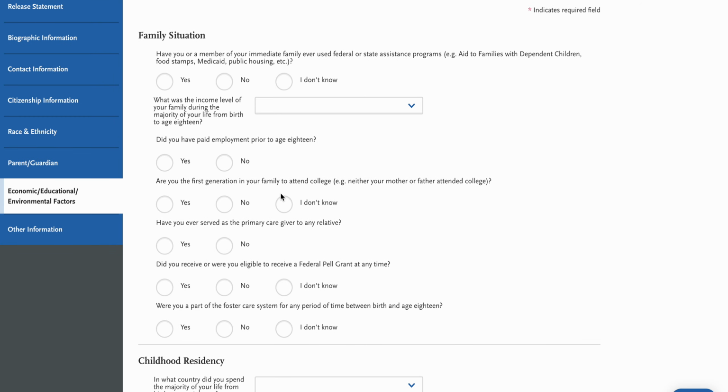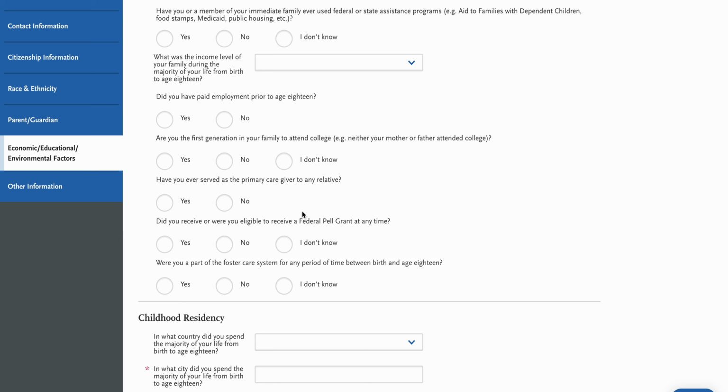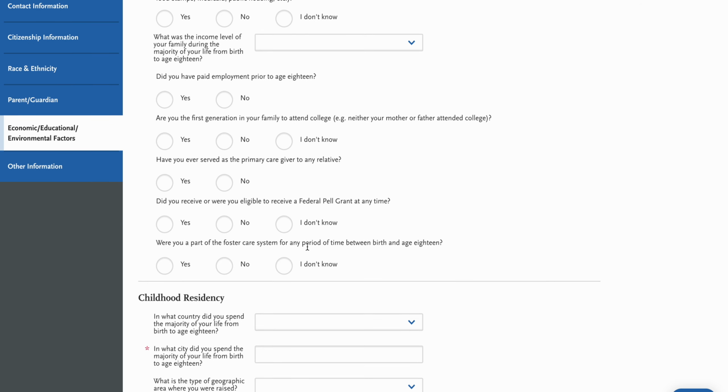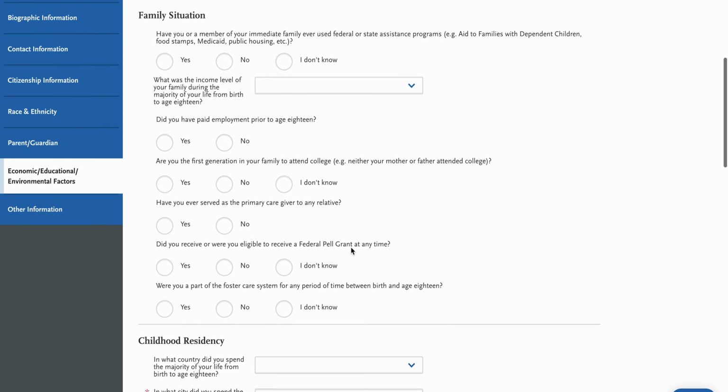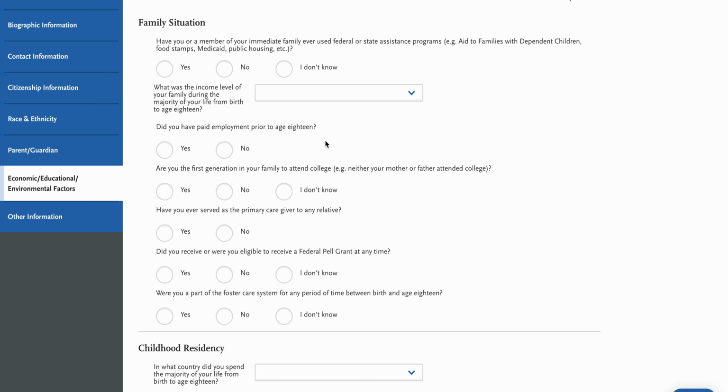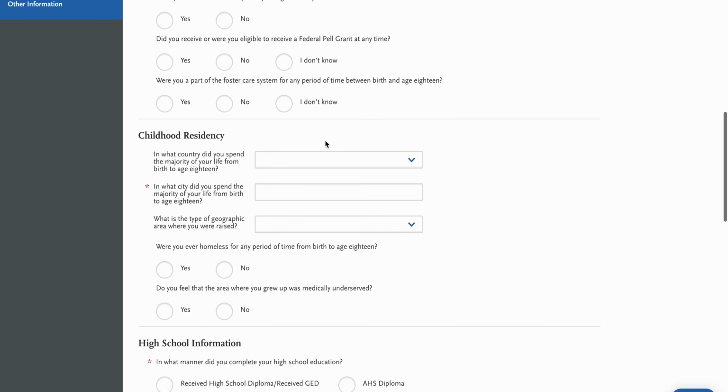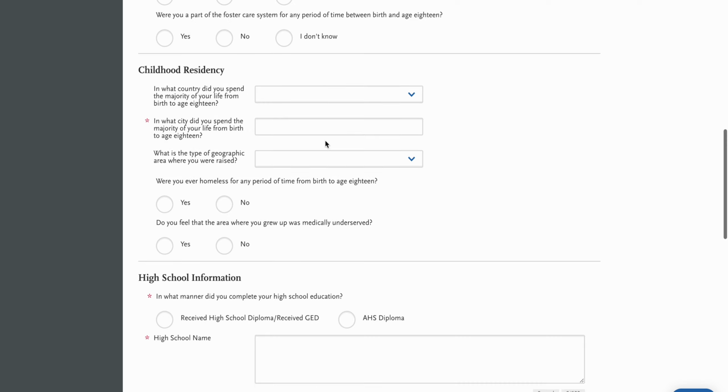First generation family member to attend college, primary caregiver's relative, all the way down, Pell Grant, foster care system, even coming down here into the residency, were you ever homeless? Do you feel that you grew up in an area that was medically underserved? Okay. As you start going through and you objectively answer these questions, it's going to naturally guide you to say, if you're saying yes to several of these, you should definitely go ahead and write this essay, okay?